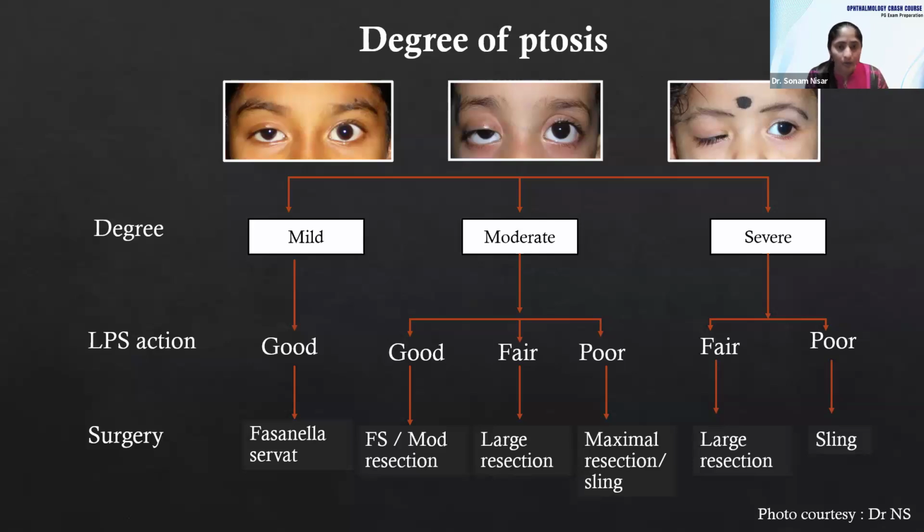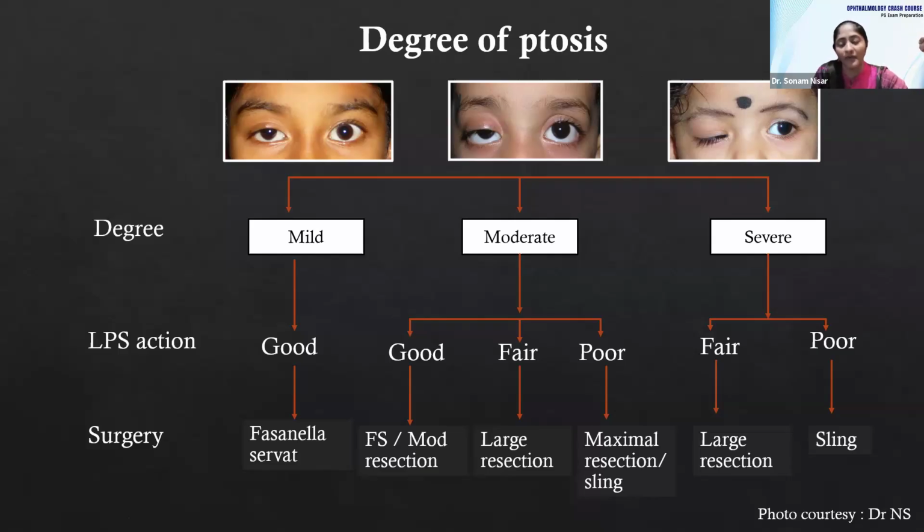Fasanella-Servat, though quite historical, is still being done, and that is one of the favorite questions of a lot of examiners. When you have a moderate degree of ptosis with a good LPS, you can either do a Fasanella-Servat, or you can do a resection, or you can do a conchotome Müllerectomy also sometimes. If you have a fair action of LPS with moderate ptosis, a large resection can be done, and you can do a maximal or supramaximal levator resection, Whitnall sling, in cases with poor LPS with moderate degree of ptosis.